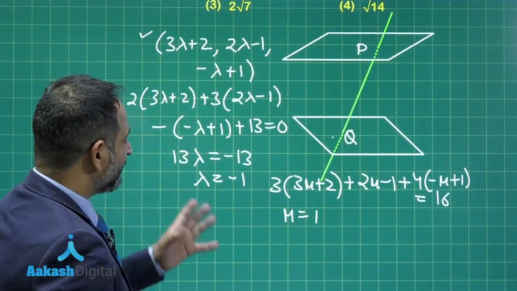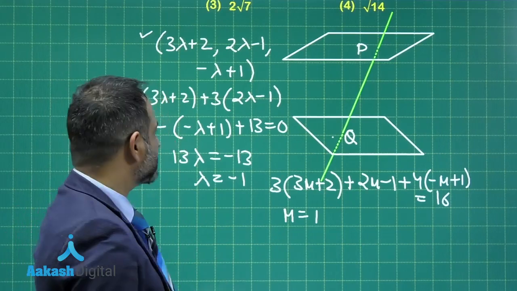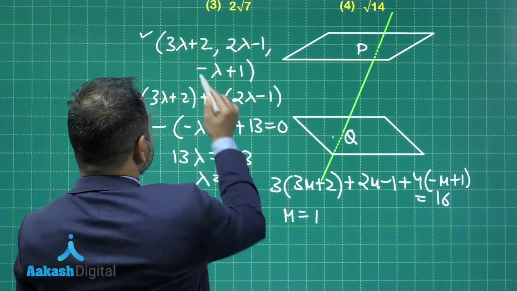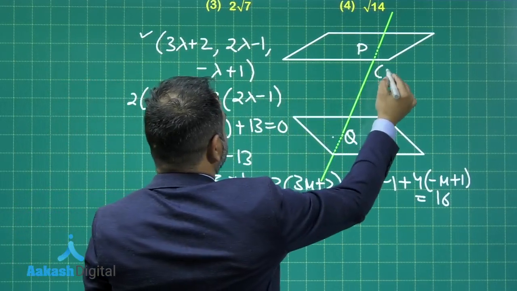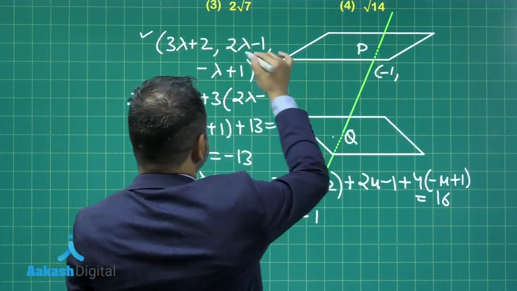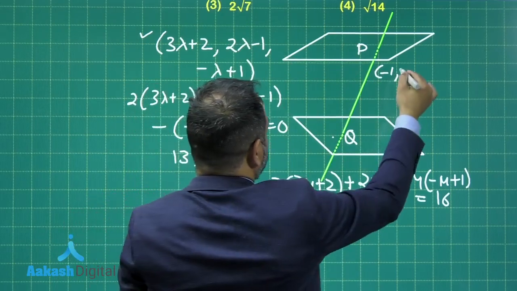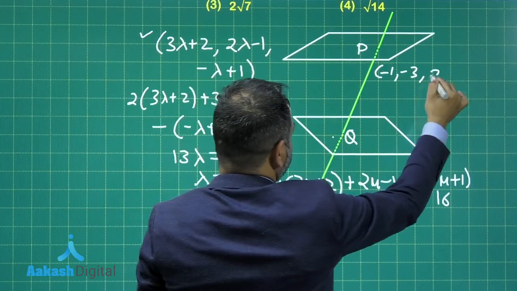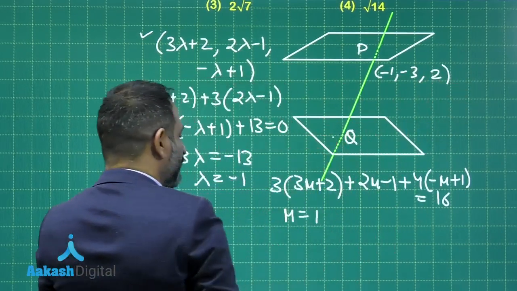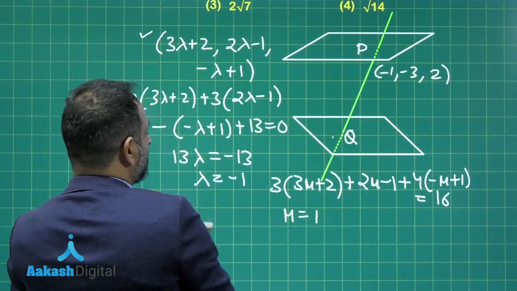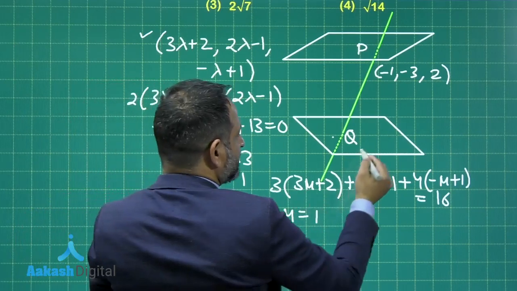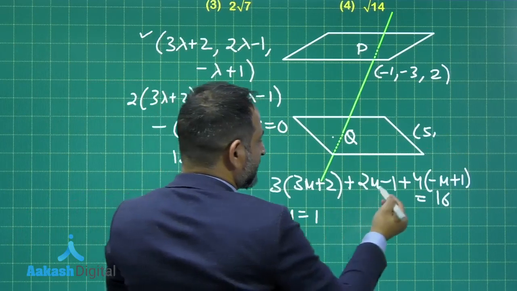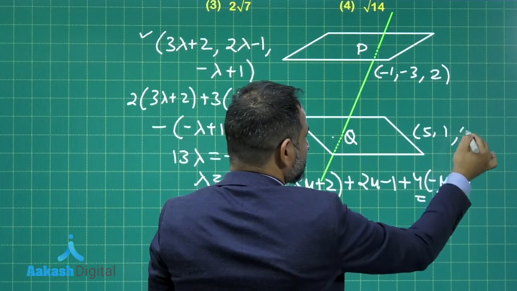So, the values of lambda and mu are here for us. So, we have this point P. So, what is this point P? Lambda is equal to minus 1. So, this point will be minus 1, and again putting lambda here, it is minus 3, and here this will give you 2. And again Q will be what? Mu is 1. So, putting mu 1 here, this will give you 5, and this will be 1, and this will be 0.